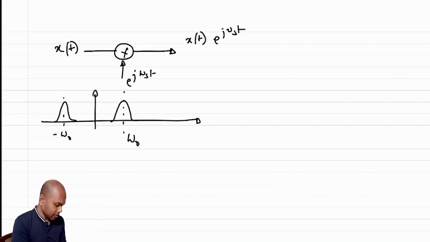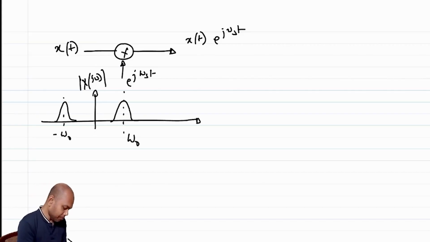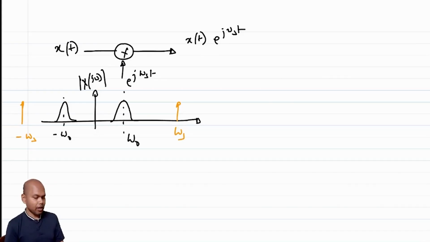So if this is the spectrum of x of t, that is X of j omega, and you multiply with e power j omega s t, where let's say the tone of e power j omega s t is here. Similarly, you are going to have something at negative omega s. What's going to happen if I, using the same principle?